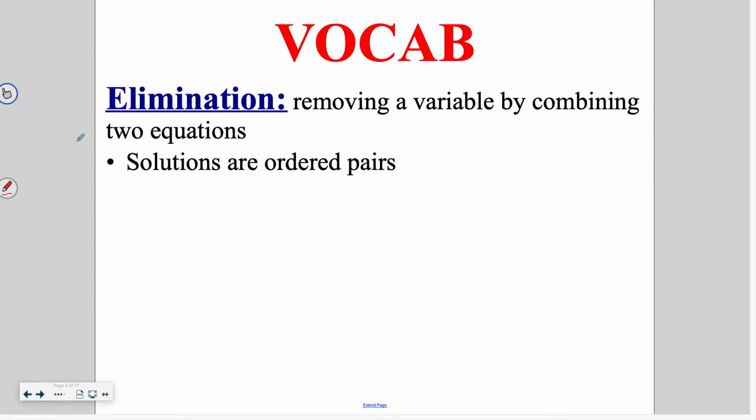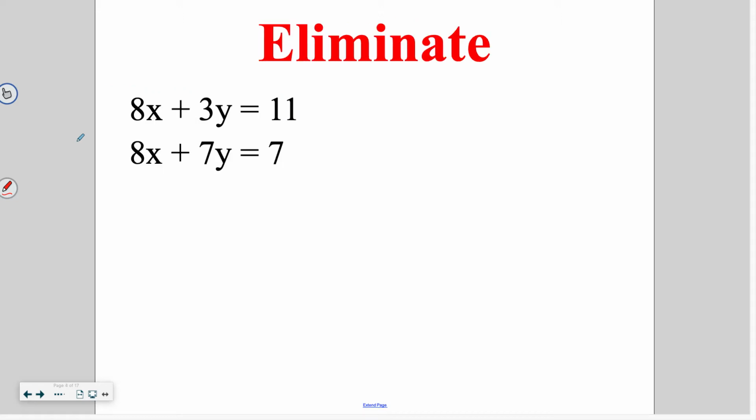So to start, elimination is our final option for how we can solve a system of equations. The goal with elimination is to remove one of the variables by getting rid of it. So this means we're canceling it out from both equations by using opposites. The solutions to the system of equations are still ordered pairs. It is still us trying to find that point of intersection between our two lines.